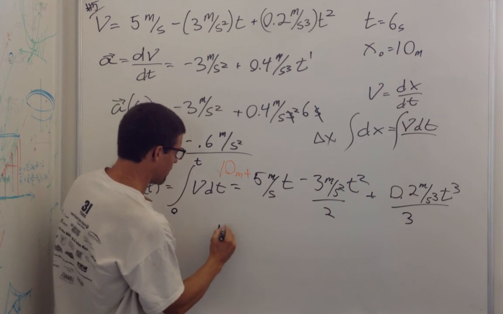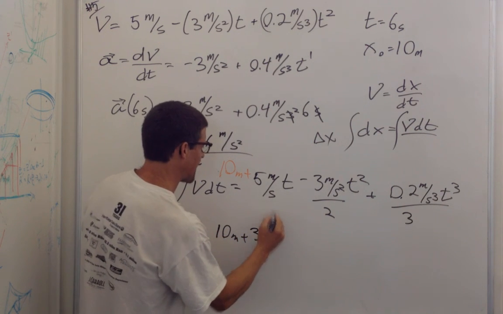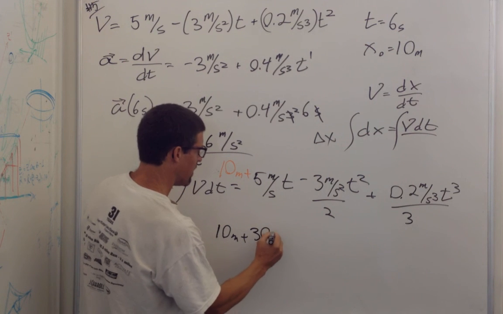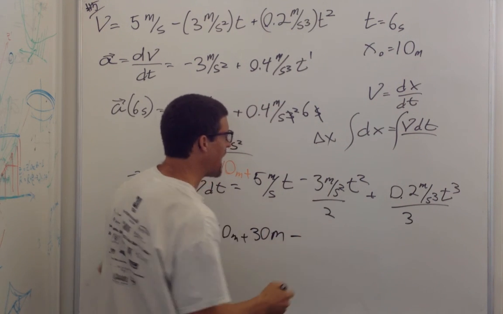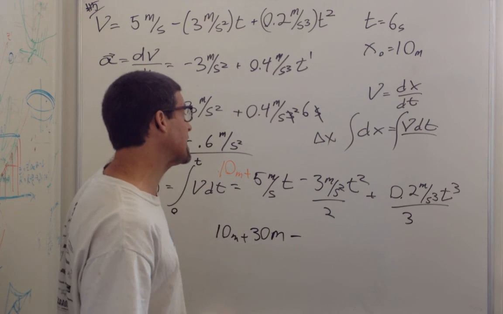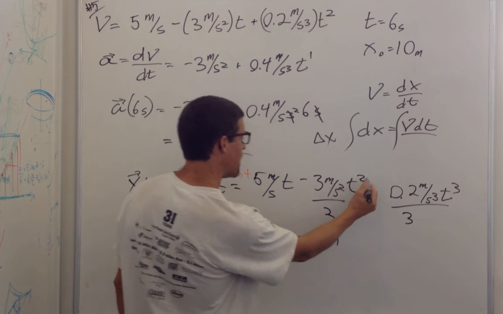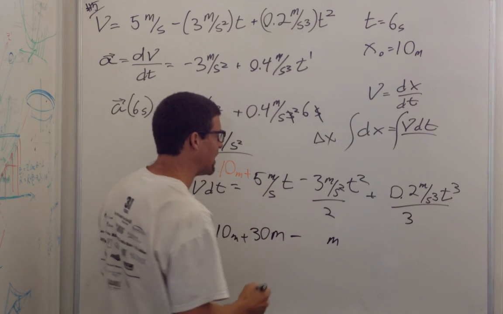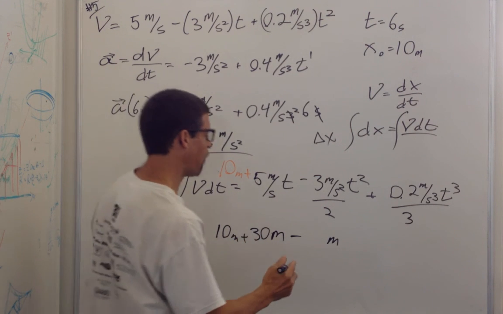We get 10 meters plus 30 meters per second. The seconds cancel. That's meters. Minus 3 halves times 36 seconds squared. The seconds cancel. I end up with the meters. 36 divided by 2 is 18 times 3 is 54 meters.